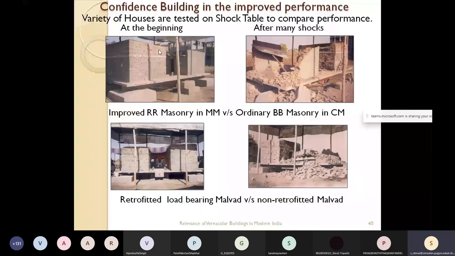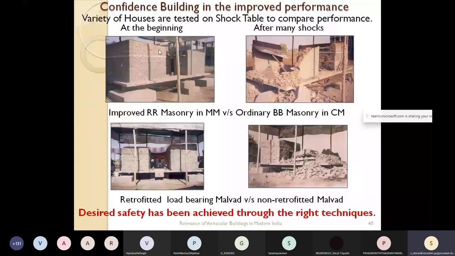We could very clearly see how the walls delaminated, how they went out of plumb, and how the whole thing ultimately came crashing down. So these are major confidence building exercises, not only for engineers like us, but of course for the people and for the artisans. The message is that desired safety can be achieved through the right techniques.